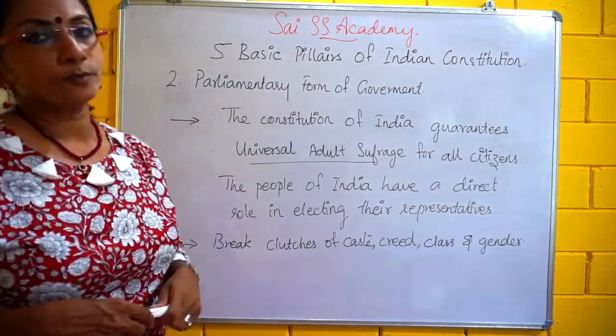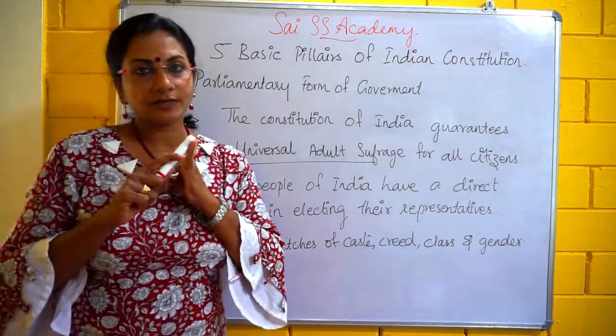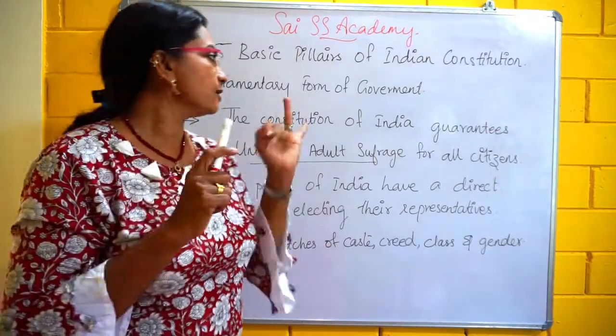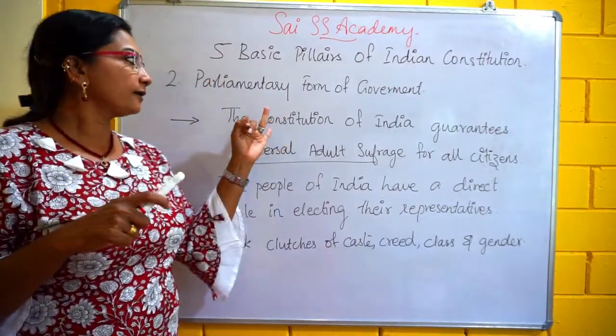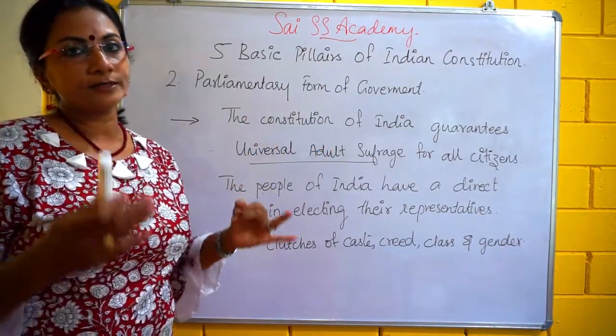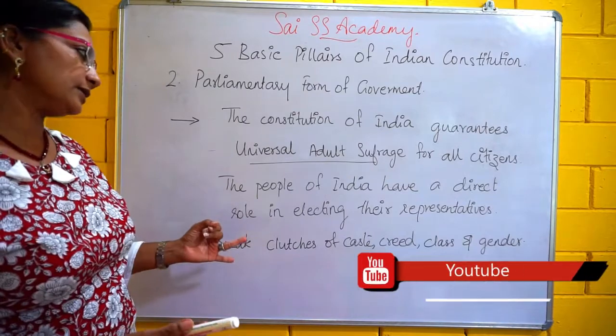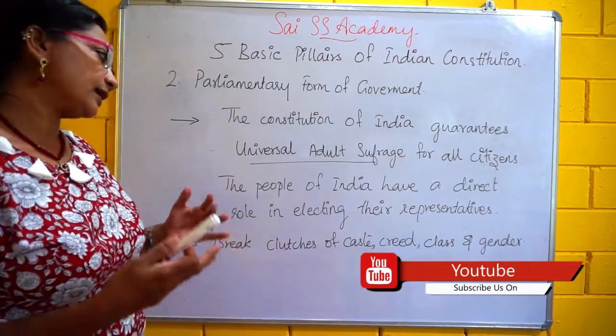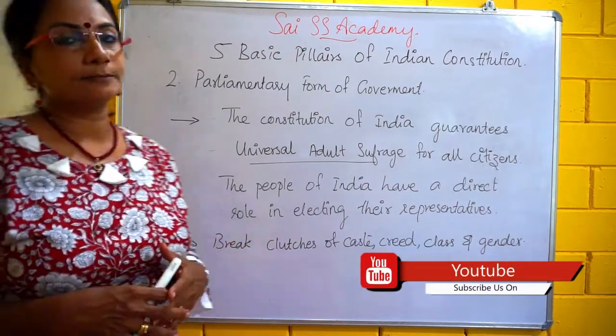The parliamentary form of government. First we discussed federalism, the first basic pillar. Second, parliamentary form of government. Under the parliamentary form of government, universal adult suffrage is there. What is universal adult suffrage? That means the people of India have the right to elect their representatives.